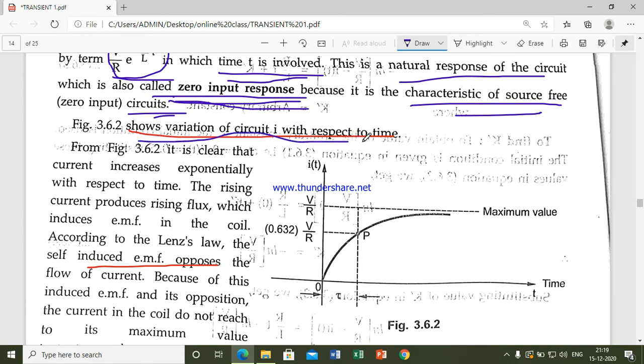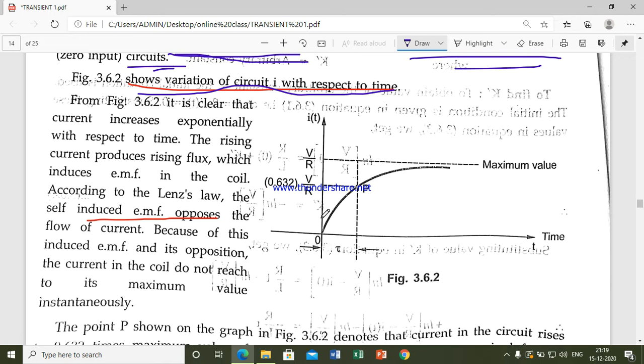The graph shows the variation of current I with respect to time. You can see that on the y-axis you have represented the current I of t, and on the x-axis the time t. Whenever t equal to 0, I of t will be 0. As time goes, the current starts to increase, meaning your inductor is getting charged. At this time your inductor current will be maximum, that value is V by R.